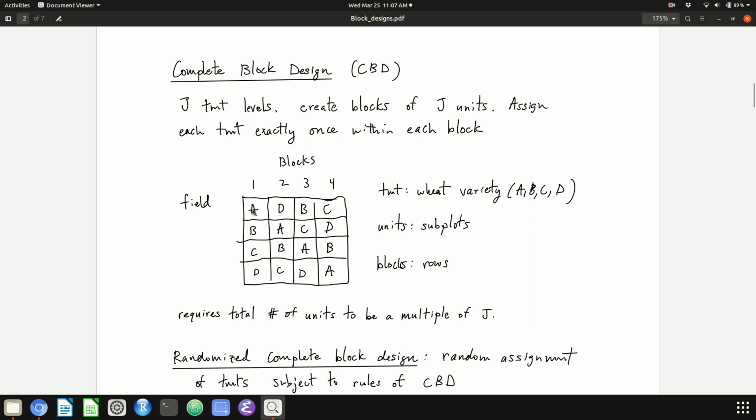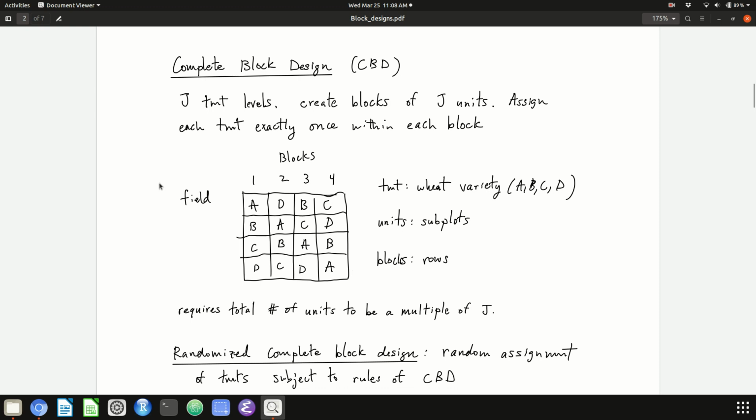Each block, which is a collection of 4 squares, has 4 units. And that number of units within each block exactly matches the number of treatments we have, which are varieties of wheat labeled A, B, C, and D. So to generate the complete block design, we just assign each treatment exactly once within each block. So if you look at any one of these columns, A appears exactly once, B appears exactly once, C appears exactly once, and D appears exactly once.